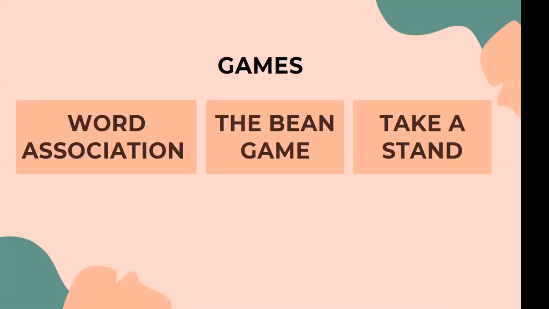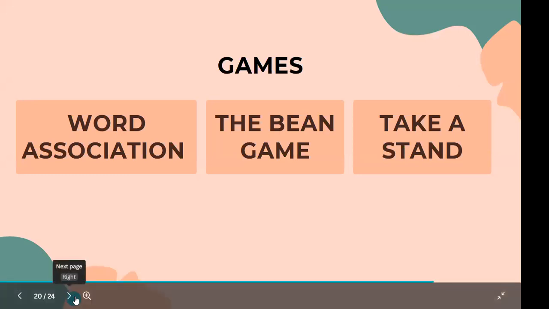So we've talked about the word association game and the bean game. The next game is called Take a Stand, and I used the Take a Stand game to teach about credit. So we're going to talk about some questions about credit. For Take a Stand, when it's played in person, I had 2 signs: one read strongly agree and the other read strongly disagree. I put them on opposite walls in a room.